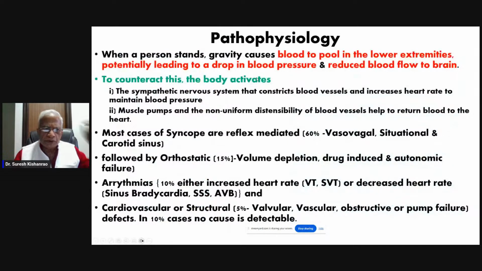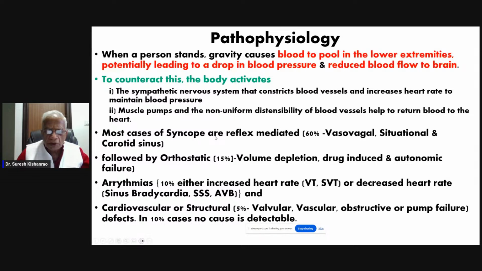Basic pathophysiology, as we can tell, is that we know for sure that when a person stands from a sitting or sleeping position, the blood pools into the lower extremities, potentially leading to a drop in the blood pressure and reduced flow to the brain. So a normal body, to counteract this, activates the sympathetic nervous system that constricts the blood vessels and increases the heart rate to maintain blood pressure, and the muscle pump and the non-uniform distensibility of blood vessels help return blood to the heart.